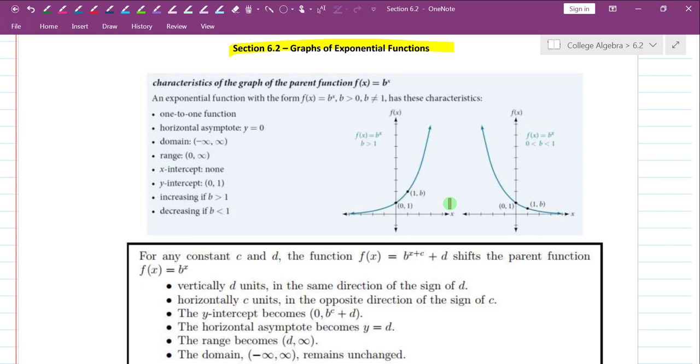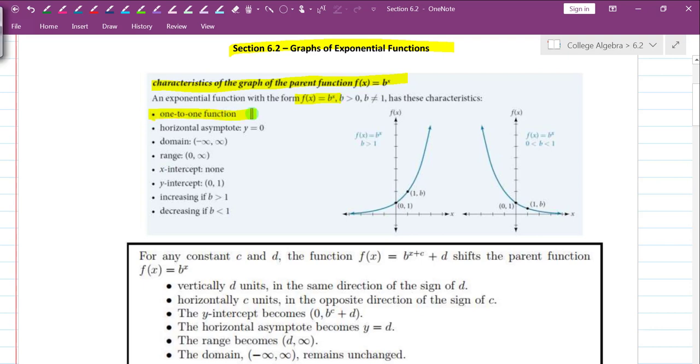So we have some distinct characteristics of the graph of the parent function of exponential. The first thing I want you to notice is that the exponential is in the form of b to the x, and b has to be greater than 0, it has to be positive, and it cannot equal 1. So the exponential function is a one-to-one function, which means it has an inverse that is also a function.